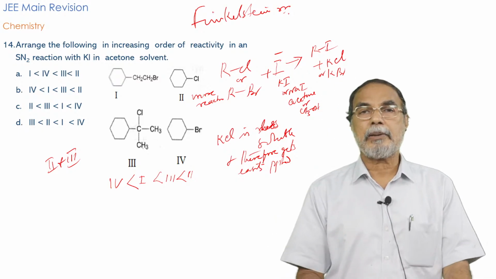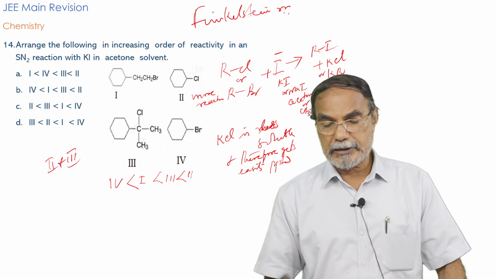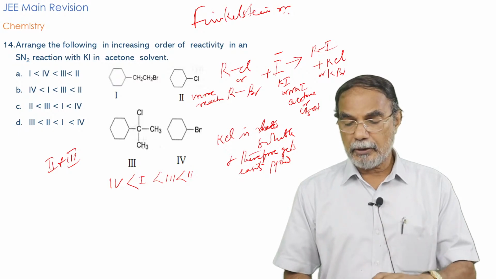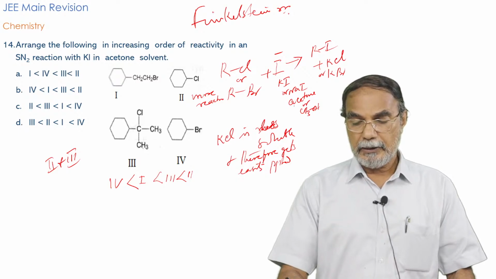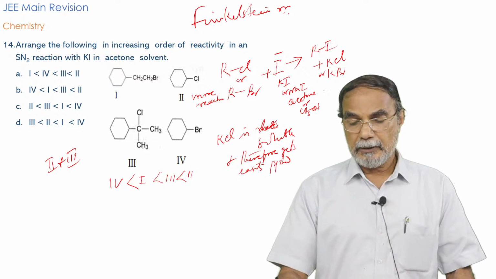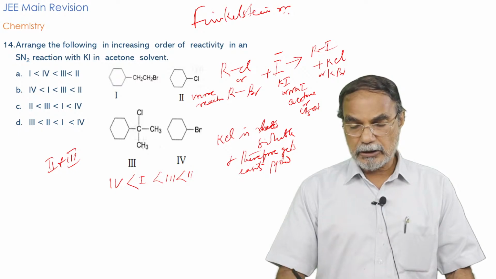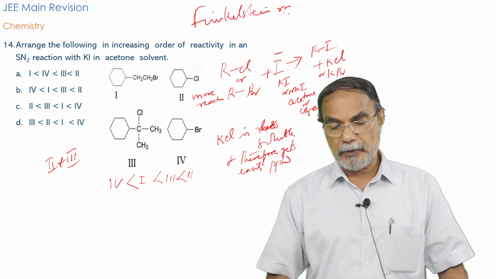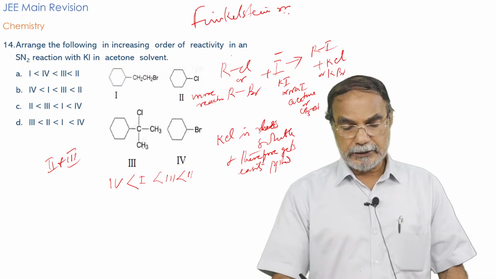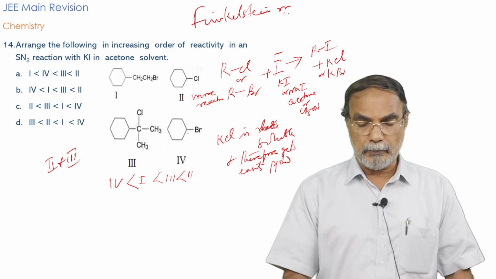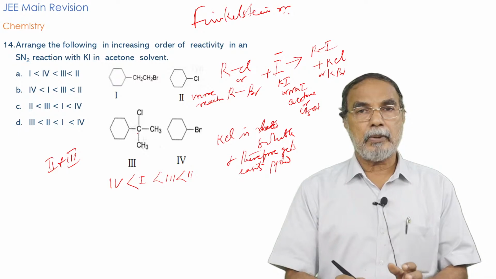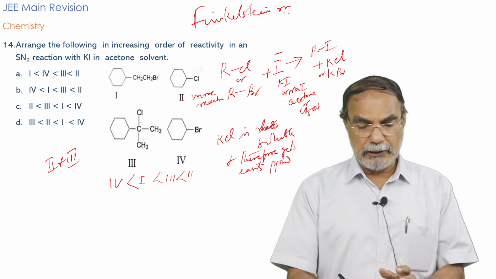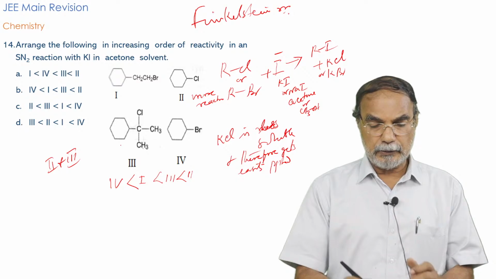So it's only simple chemistry. Remember that the Finkelstein reaction is based on the solubility of the inorganic byproduct in the solvent, acetone or methanol. There KCl is less soluble and is most easily precipitated. So chloride reactivity is more than bromide, and of 2 and 3, the reactivity is more for 2 because 3 is a crowded molecule. So the chlorine is a bit sterically hindered by the other part of the molecule.